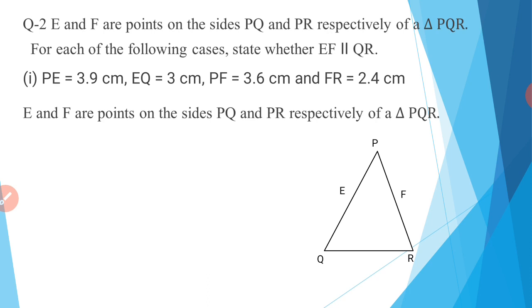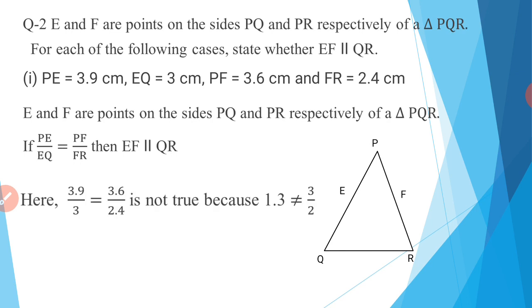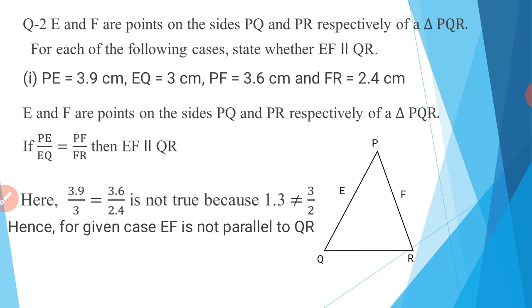E and F are points on the sides PQ and PR respectively of a triangle PQR. If PE upon EQ equals PF upon FR, then EF is parallel to QR. Here 3.9 upon 3 equals 3.6 upon 2.4 is not true because 1.3 is not equal to 3 upon 2. Hence, for the given case, EF is not parallel to QR. Let us see case number 2.